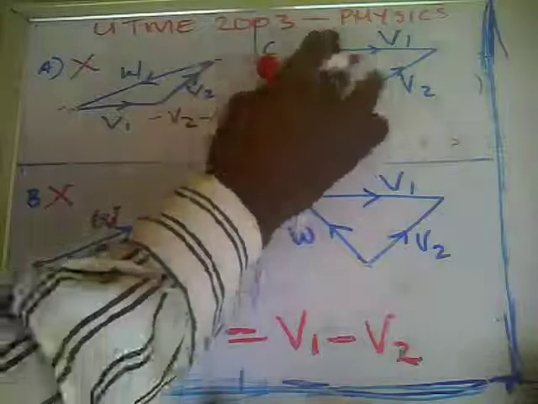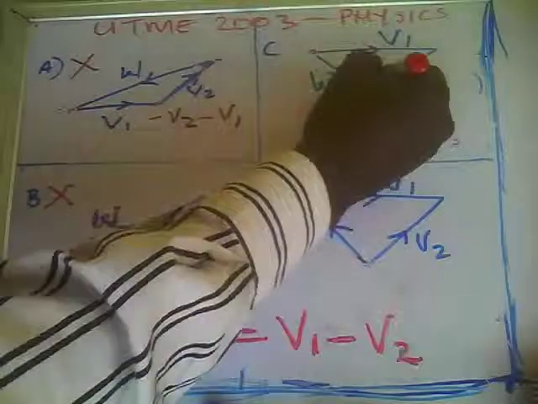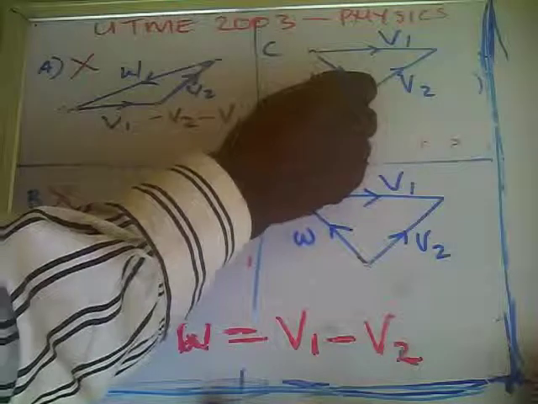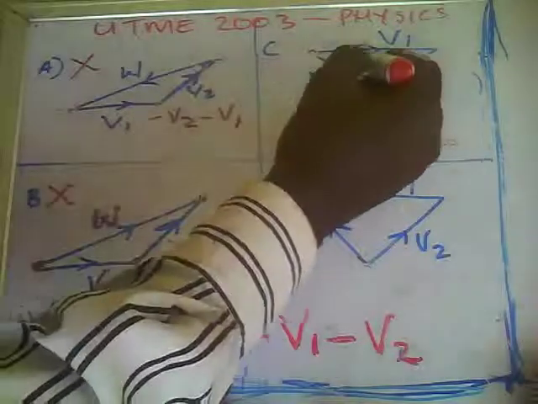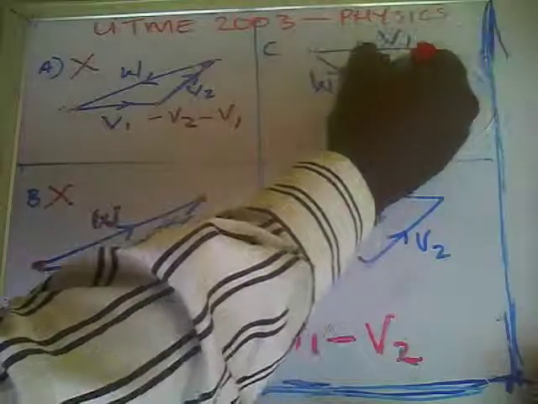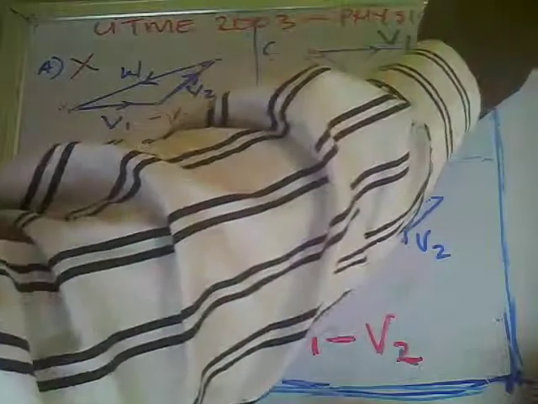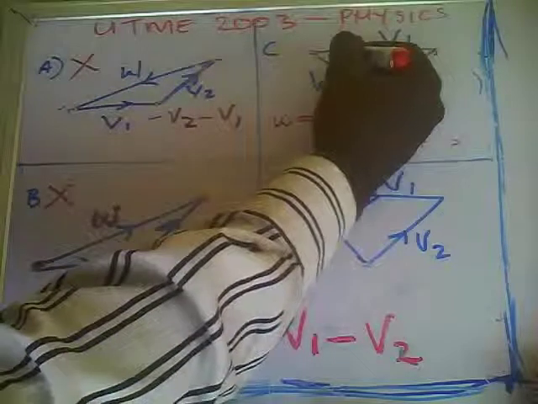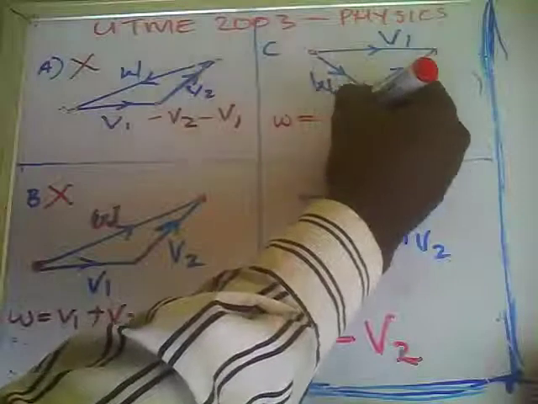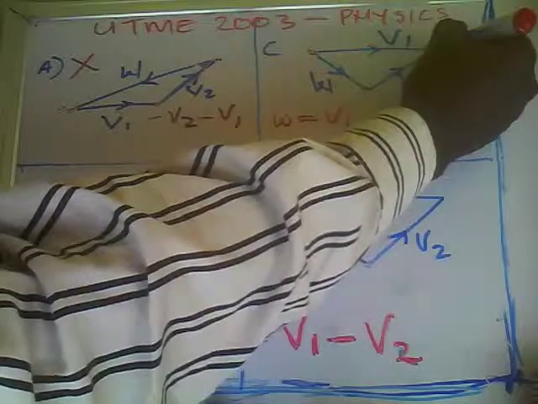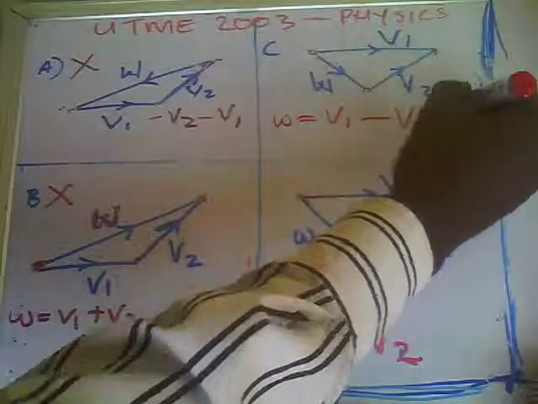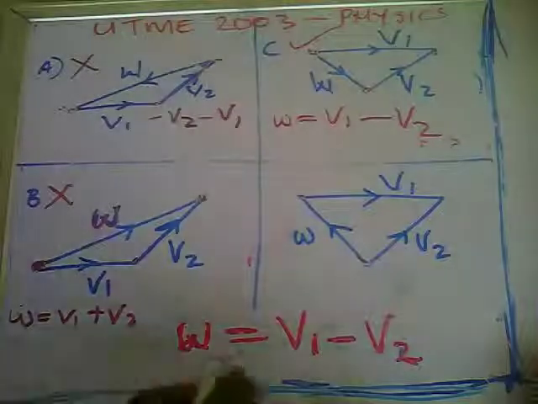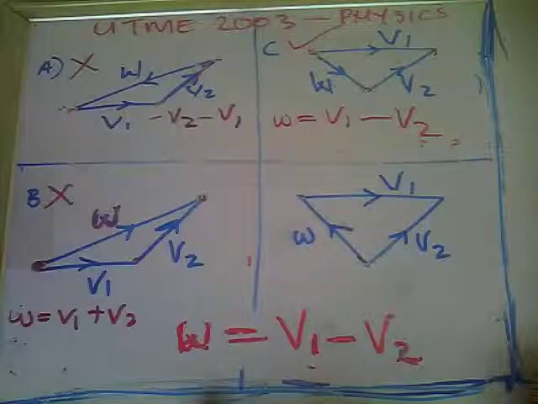Let's look at option C. Moving from here to this place, W is on a straight line. Taking the alternative route, we move from here like this, then come this way. For V1, that is positive. For V2, we are moving from head to tail, that is negative. So obviously option C is correct. Option C gives us V1 minus V2.